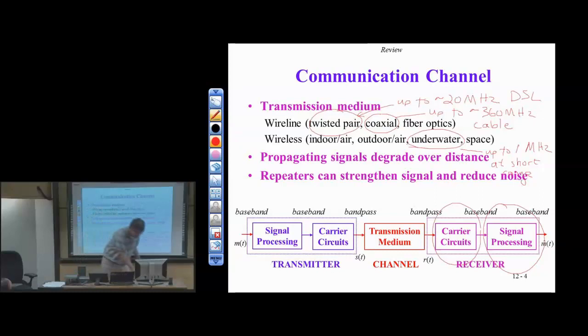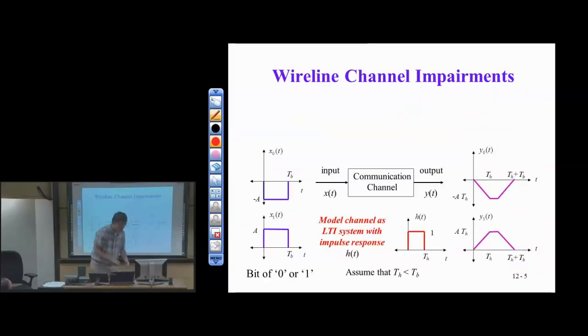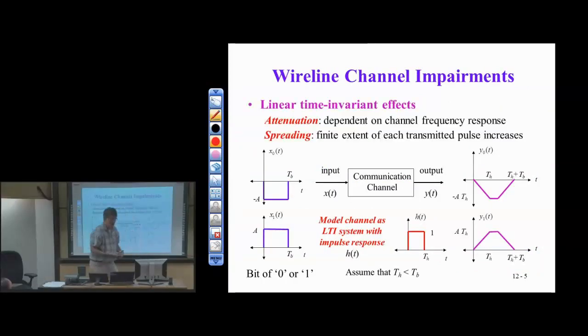A lot to do. Now, why? So let's talk about the impairments. There are a lot of impairments that we have to account for, and we can use both the transmitter and the receiver to help us overcome these impairments. But let's talk about what some of those impairments are first of all.